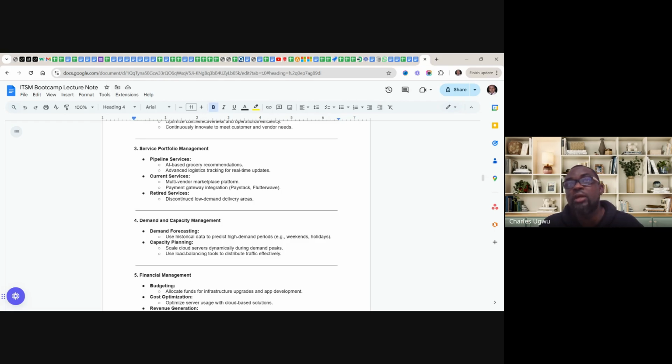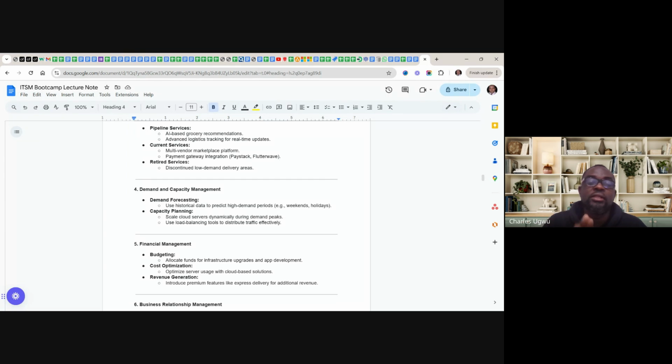This kind of thing happens more especially during the weekend. So during this peak high-demand period, we make sure our server is very well balanced and can take any kind of traffic. So that is demand forecasting and capacity planning: scale cloud servers dynamically during demand peaks, and use a load balancing tool to distribute traffic effectively. All these things happen within cloud computing.